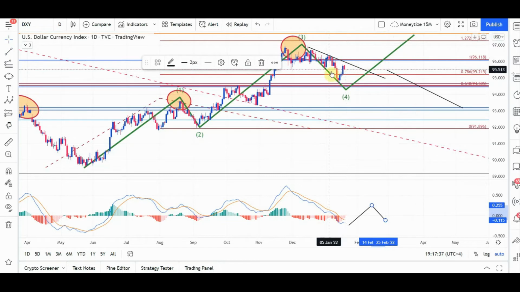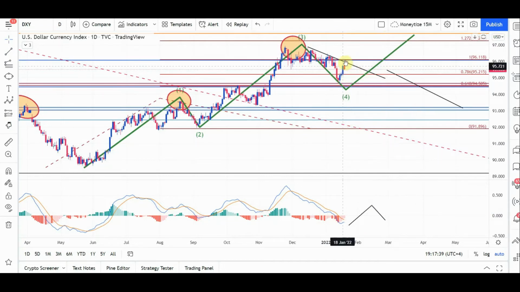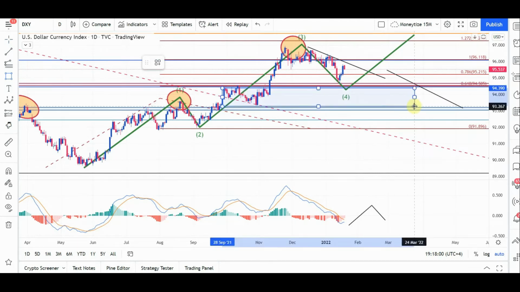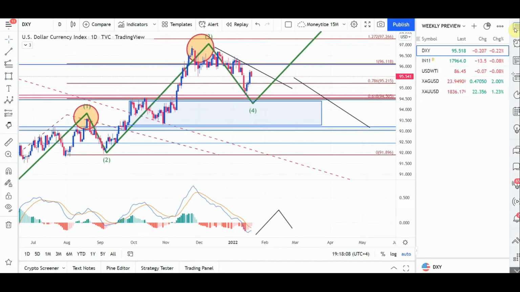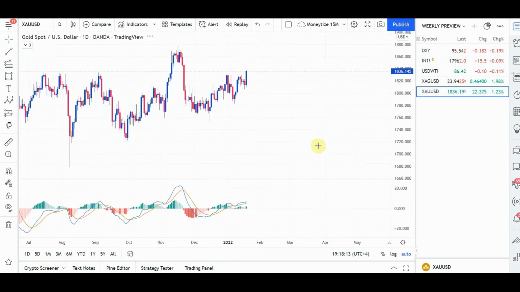So let's see, it's still under the pullback. If it breaks above this falling trend line and makes a support above 96.11, then we can expect it to immediately continue higher. Otherwise, it may come to this area. This is the massive area of support. If you want to check, see this area. This is a massive support zone. So it may come deeper into this area and then continue higher. Let's move forward to the next one, which is gold, XAU/USD.